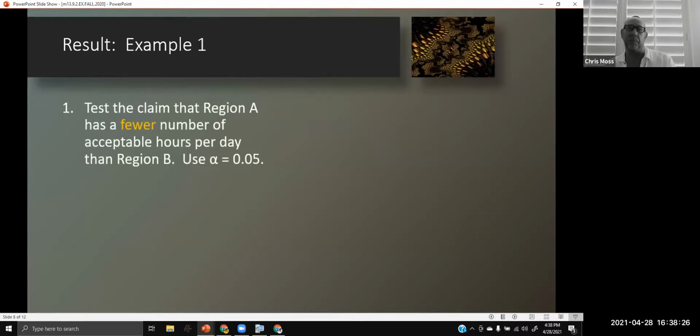So we want to test the claim that region A has fewer number of acceptable hours per day than region B. That's the question. Notationally, the null and the alternative hypothesis take this form. Mu sub A is equal to mu sub B. There's the equality we need for our null hypothesis. And mu sub A is less than mu sub B is the claim that the mean number of hours was fewer in region A than in region B.